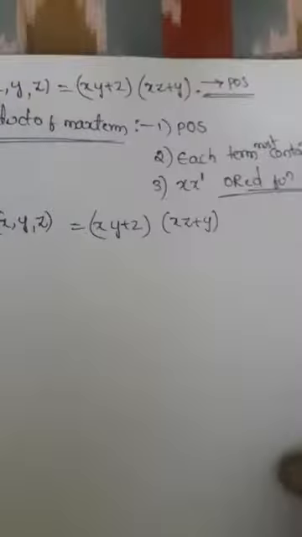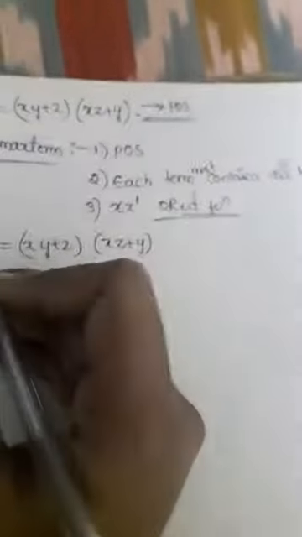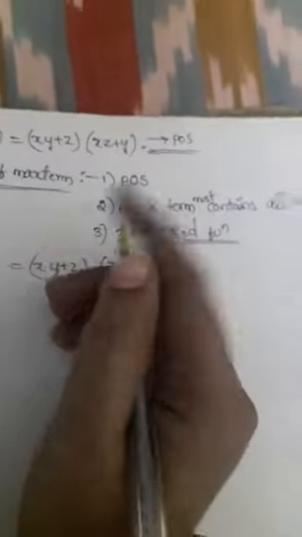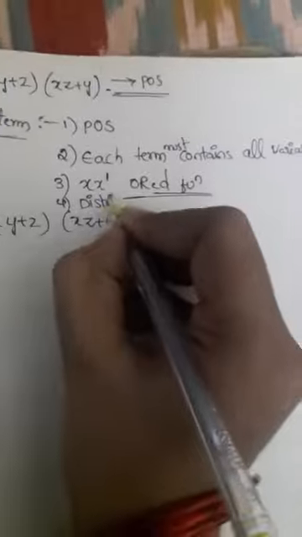Okay, so now simplify this Boolean function, function of x, y, z is equal to xy plus z and xz plus y. So here in this product of max terms, one more rule is there. Before solving this expression in product of max terms, first we apply one rule, that is nothing but the distributive law. We have this law in Boolean algebra.